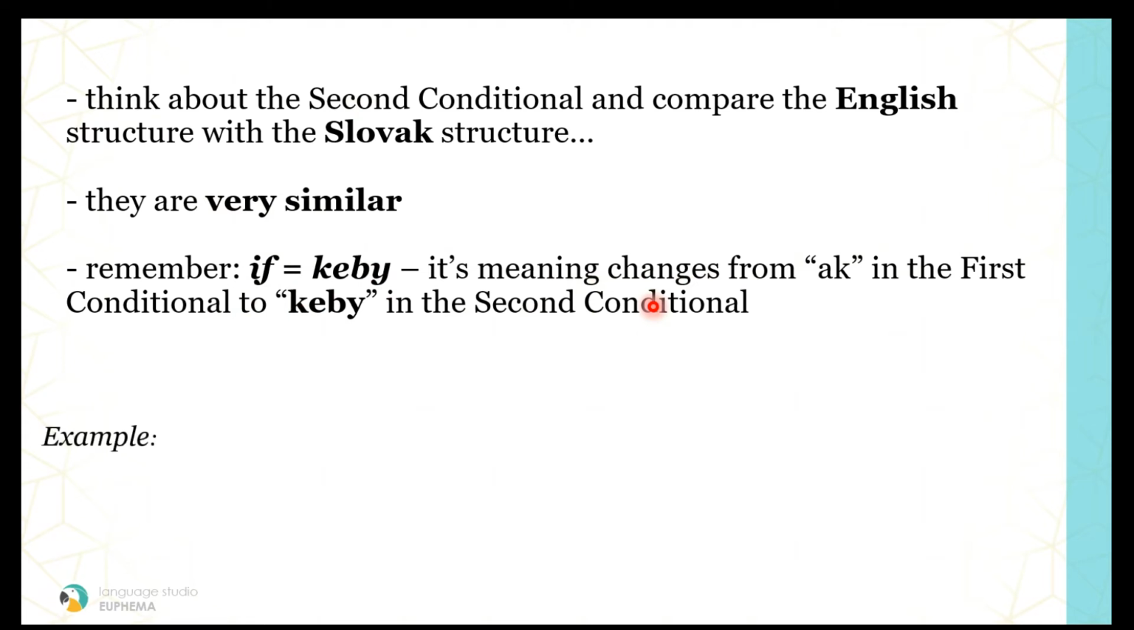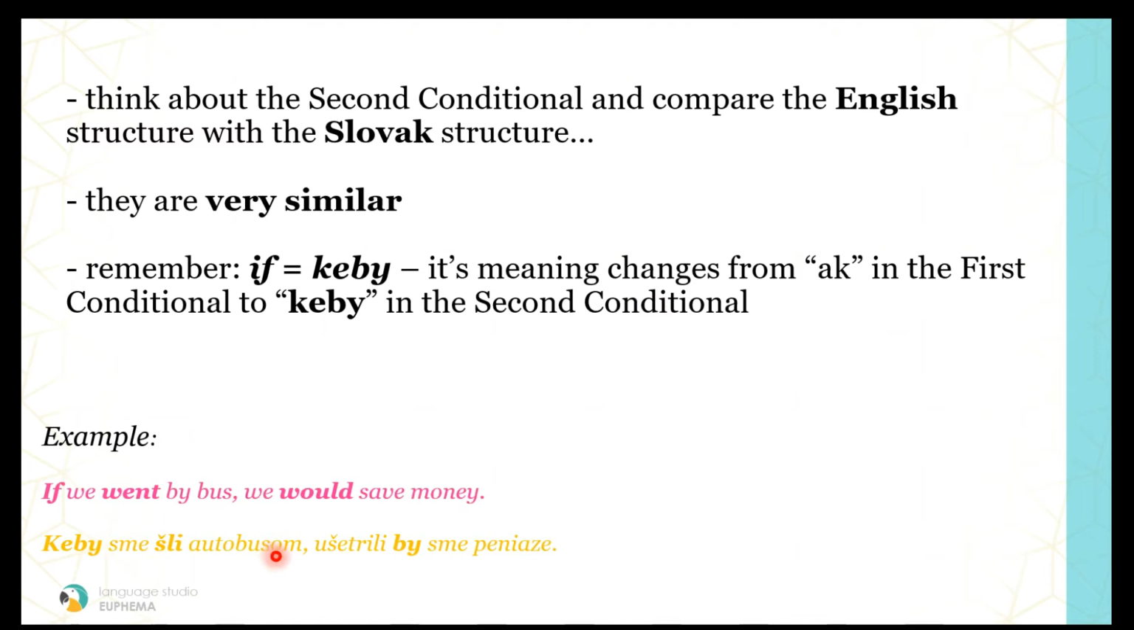Now, let's see. This is the English second conditional sentence. If we went by bus, we would save money. Now let's see the Slovak one and let's compare. Keby sme šli autobusom, ušetrili by sme peniaze. Okay, so we can see that we start with keby, if. We went. In Slovak, we also use past. Sme šli. Šli is the past of ísť. So if we went by bus, keby sme šli autobusom, same or very, very similar, right? We would save money. Ušetrili by sme peniaze.